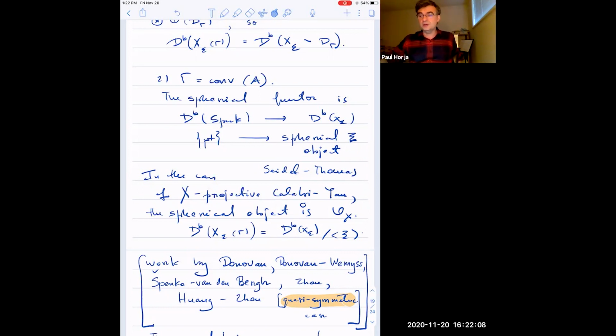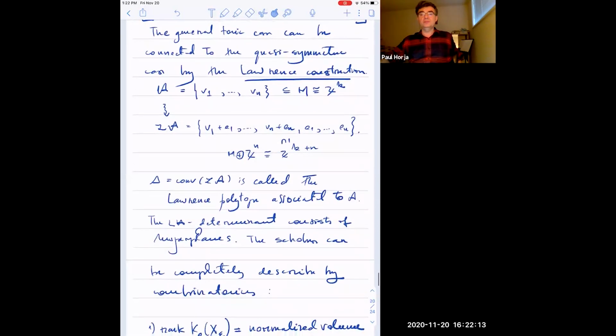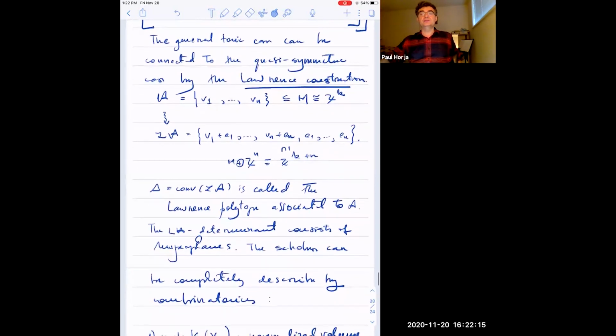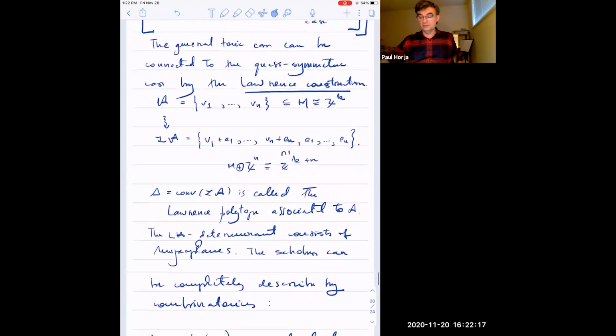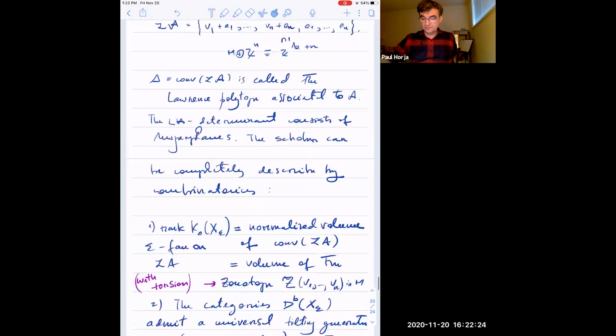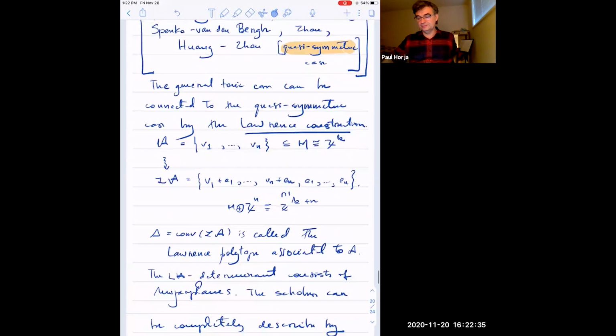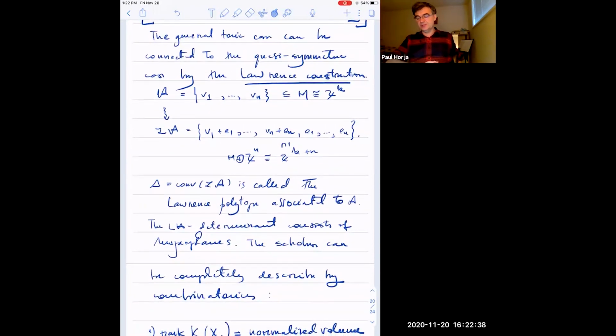So I want to finish a little early, so I want to just present my take on this quasi-symmetric case. I think I mentioned this before, but in this new context of people writing down and discussing this quasi-symmetric case, let me present my take on it.